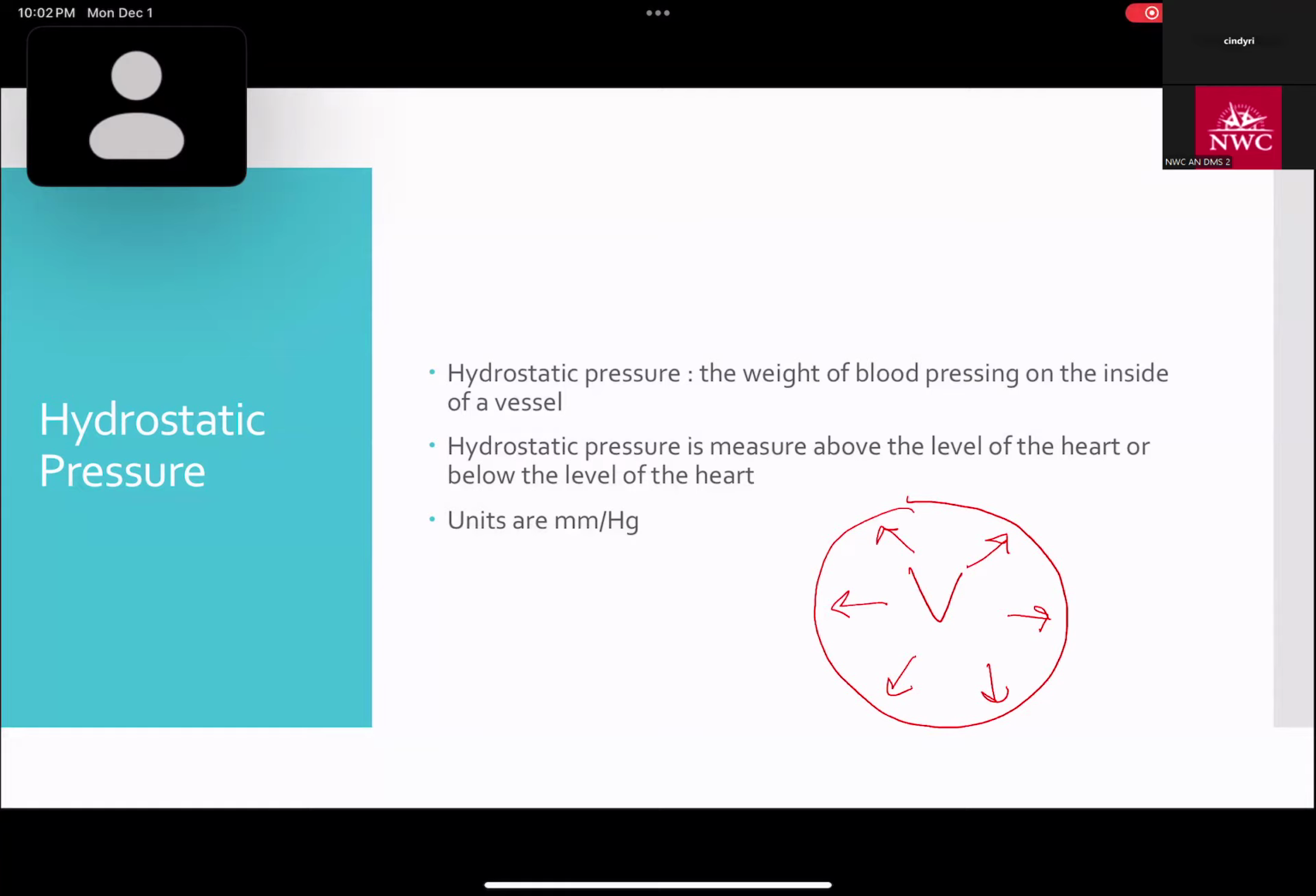It has to do with the weight of blood, and it also has to do with gravity. If you look at the second bullet here, it says hydrostatic pressure is measured above the level of the heart and below the level of the heart. So it has to do with gravity, and I'm going to show you an example. The units are mmHg, which is millimeters of mercury.